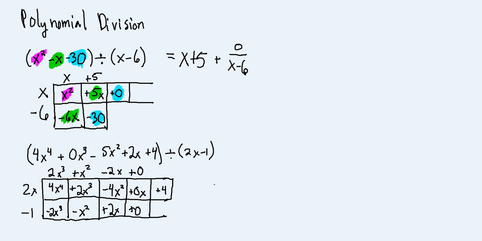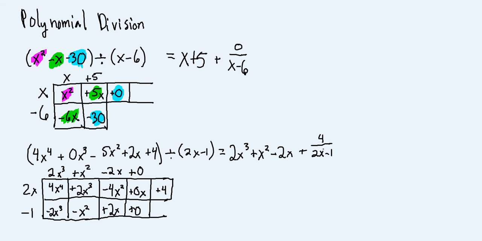Let's go ahead and write this out. That way you can see how this will work. We have equals 2x cubed plus x squared minus 2x. And then you can put the plus 0. That's totally optional. I'm going to go ahead and write plus 4 over 2x minus 1 because we have a remainder of 4. And that's it.